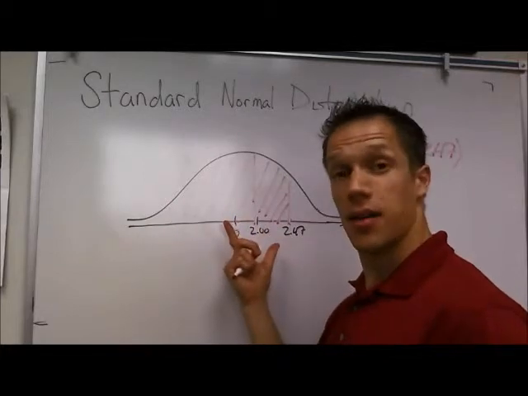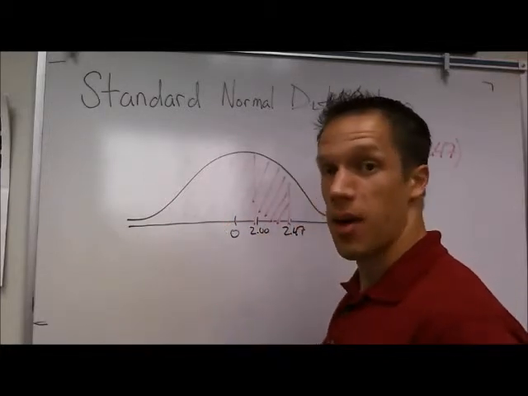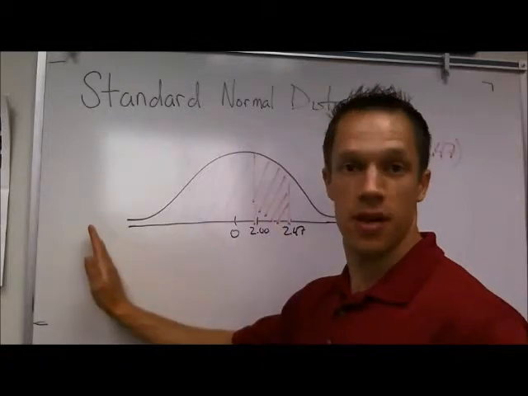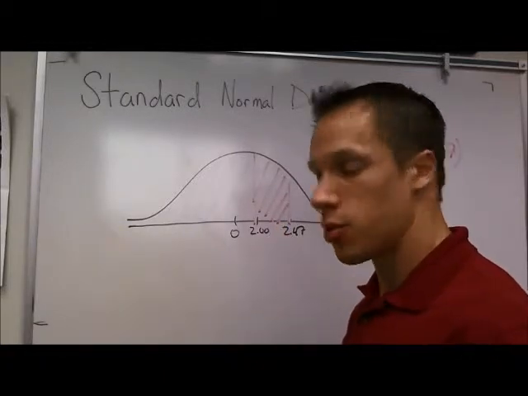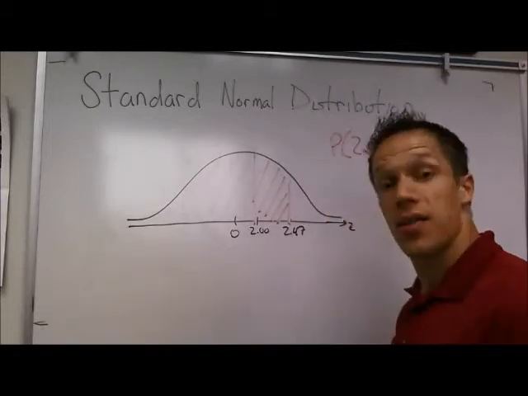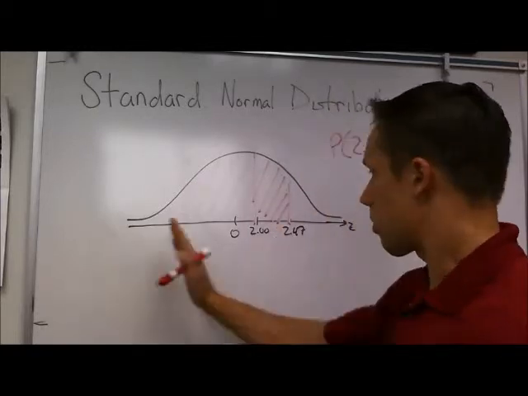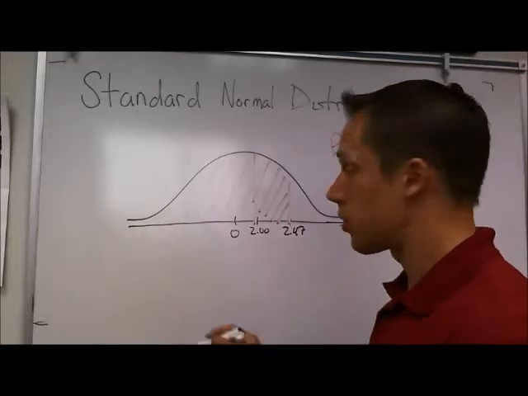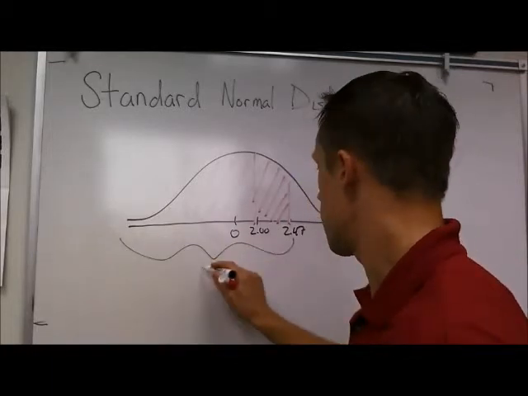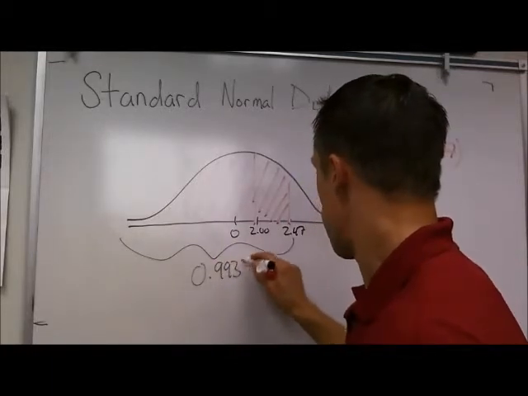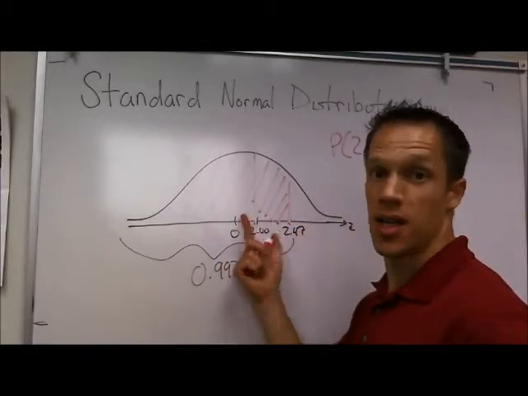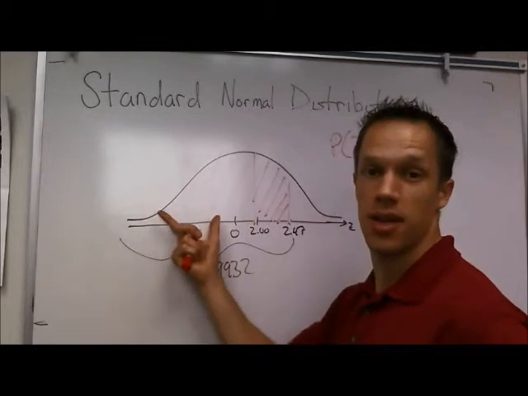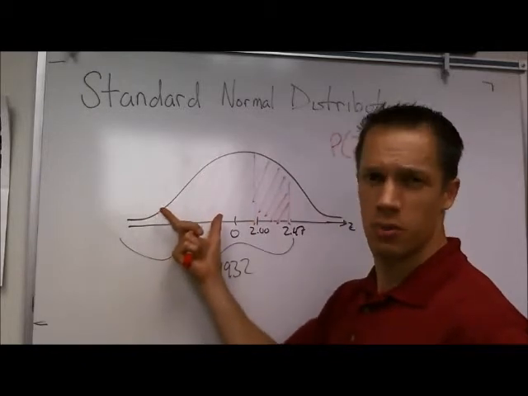In order to find the area that I've shaded, I first have to look up how much area I have to the left of 2.47. So if I go to my standard normal table and look up 2.47, the amount of area that I have to the left of 2.47, all of this, is 0.9932. Now that 0.9932 includes more than just our shaded region. It also includes all of this unshaded area to the left of 2.00, which we really don't want.